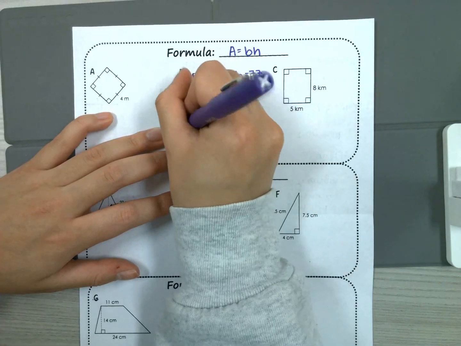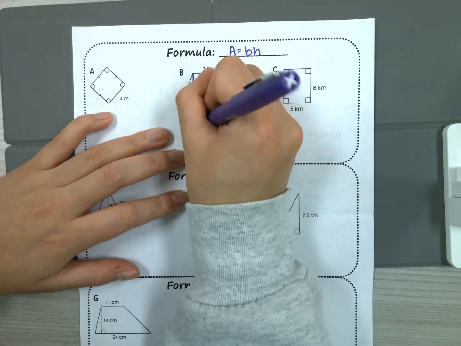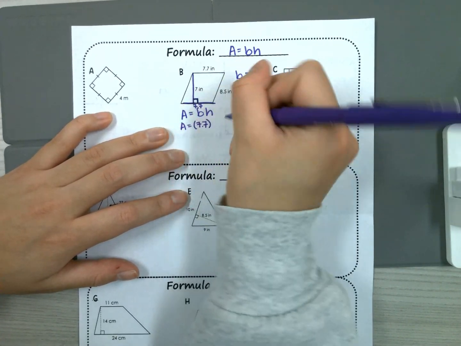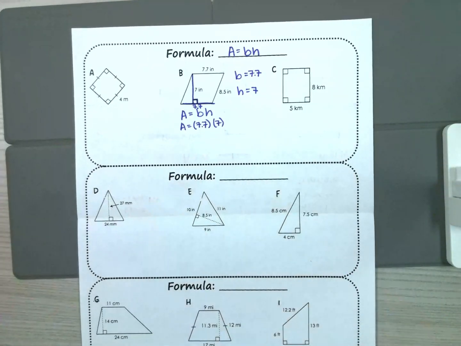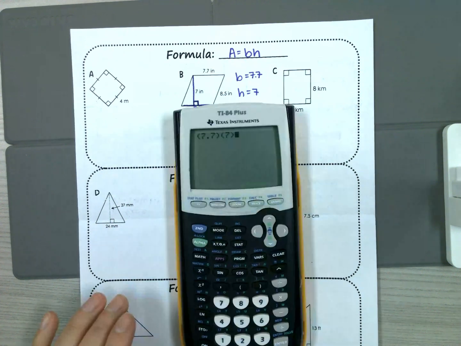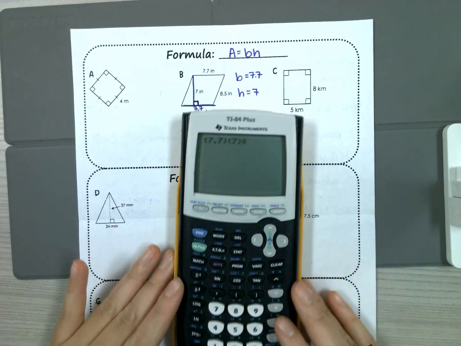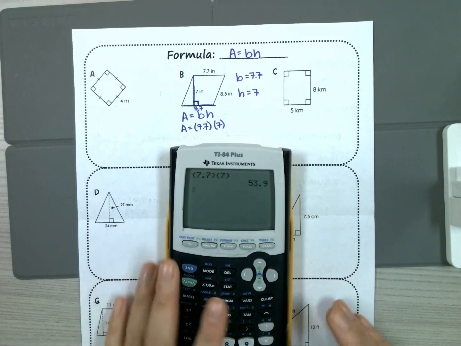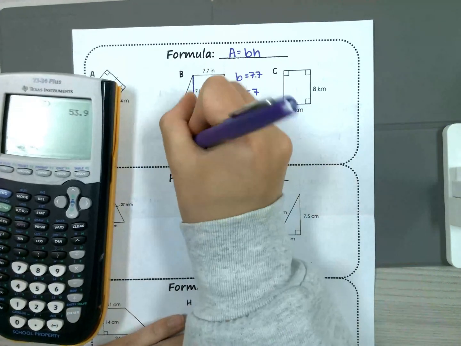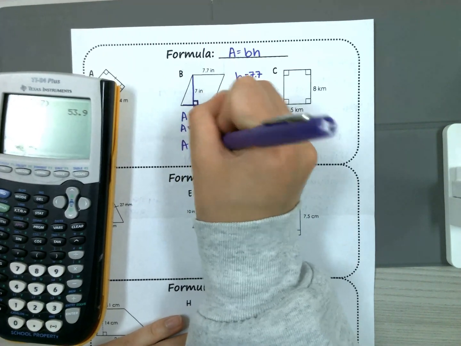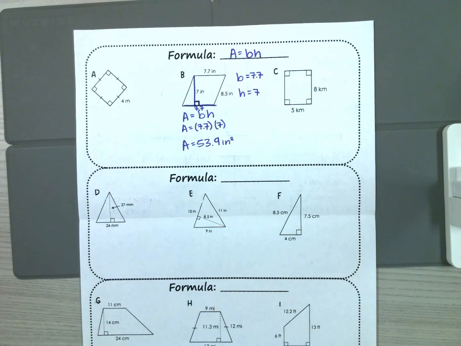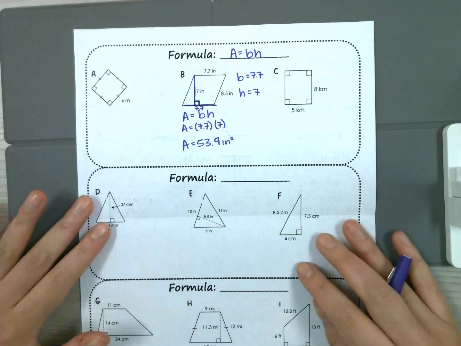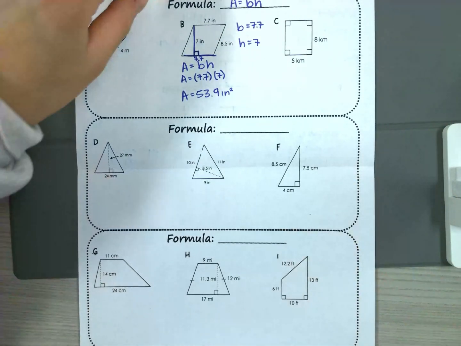I'm going to plug it straight into my formula, and this will go straight into my calculator. Alrighty, you should plug something in like this, and when we press enter, our area is 53.9 inches squared. Alrighty, moving on, we're going to go over the next one, which is our triangle formula.